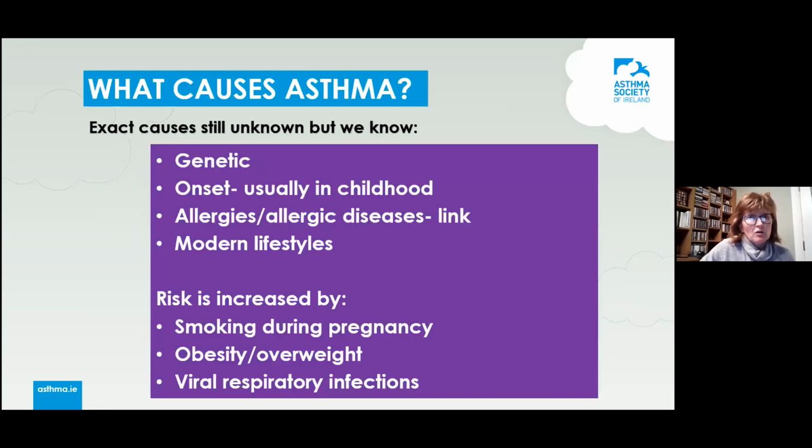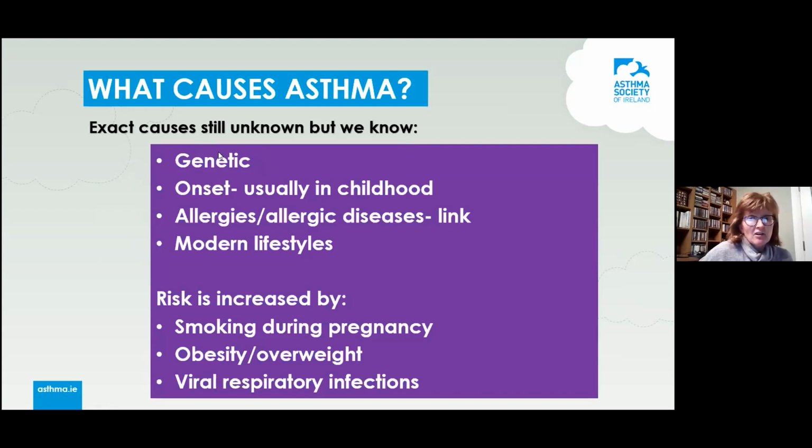So what actually causes asthma? The exact causes of asthma are unknown, basically. We don't know what the real causes are, but it is thought that there is a genetic link. So usually if you have a mother, sister, brother or father that has asthma, there's a good chance that you will get it as well. So it's usually a first degree relative that has it.